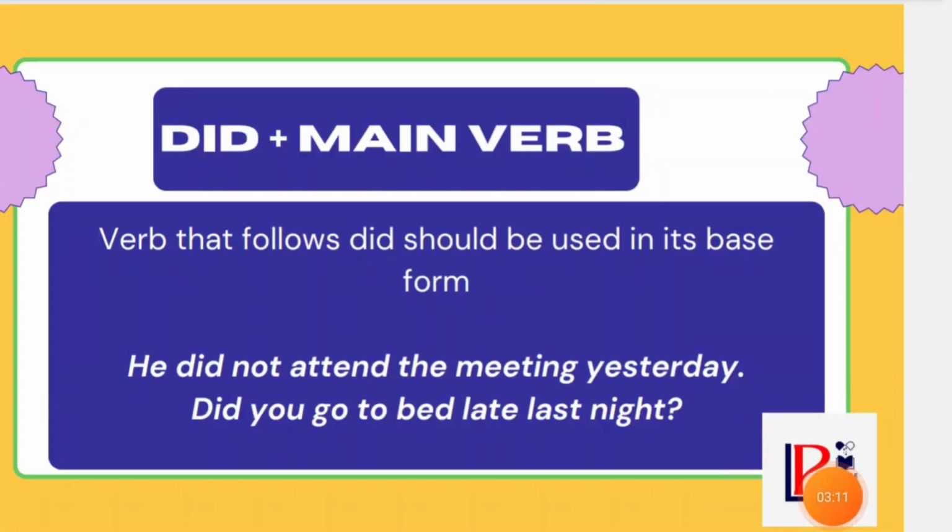Hey, you know what? Even after mastering English, some people don't even know the rule of did plus main verb. They have to struggle a lot with this. So you need to learn that the verb that follows did should be used in its base form. For example, he did not attend the meeting yesterday. Did you go to bed late last night?